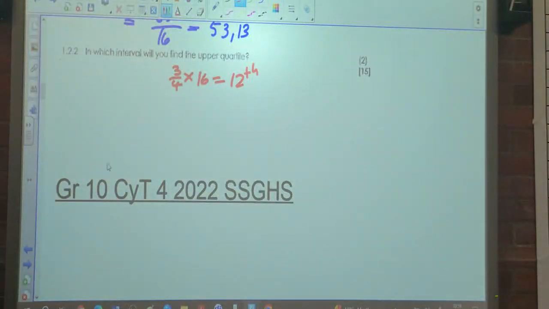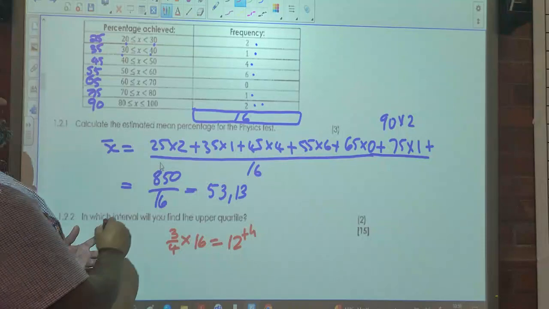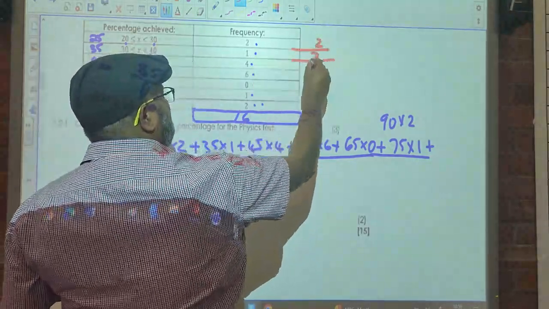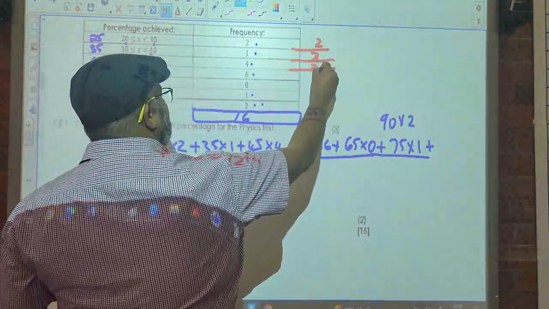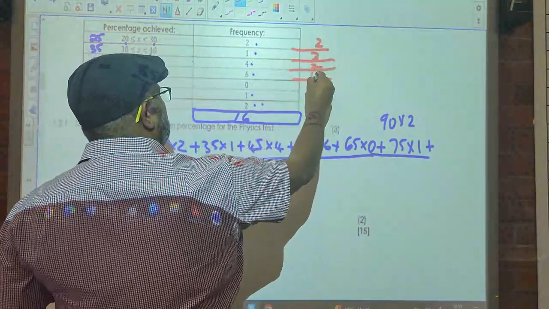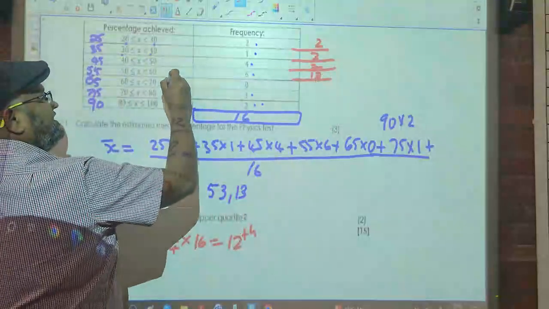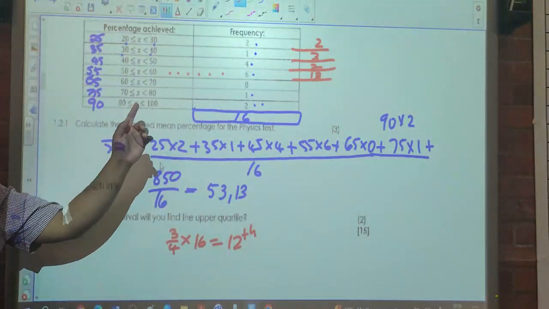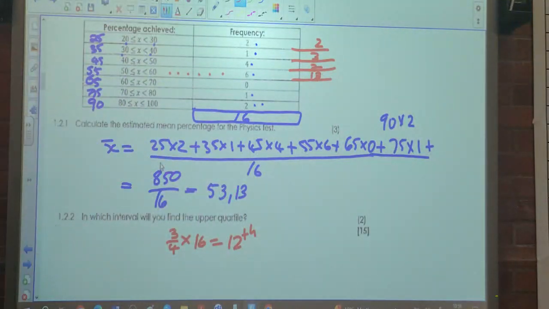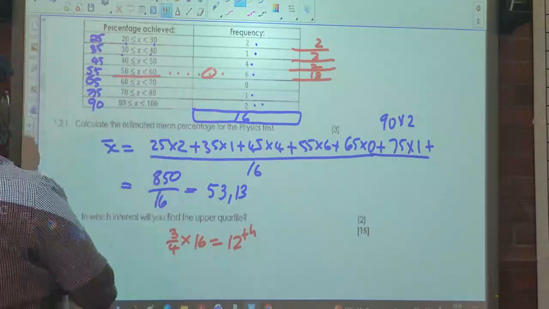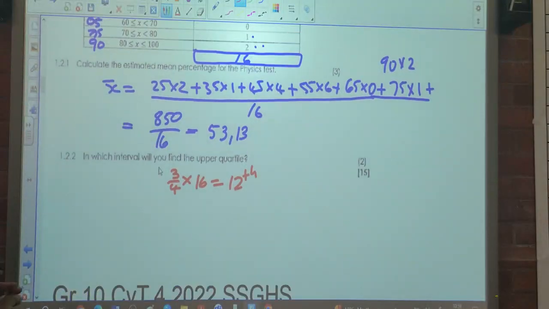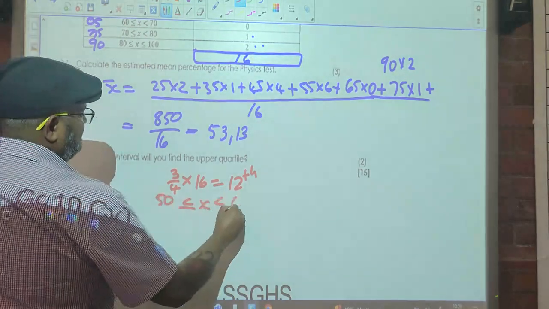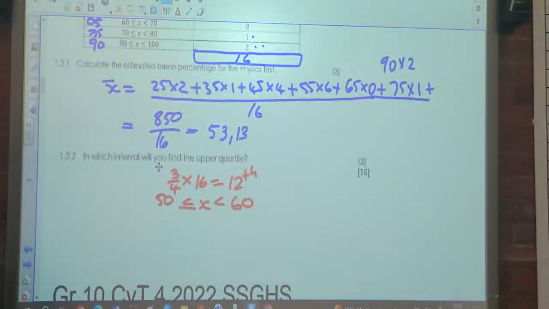Okay. So let's go here. At the end of this class I've considered 2 people. At the end of this class I've considered 3. At the end of this class 7. At the end of this class 13. So that means the 8th, 9th, 10th, 11th, 12th and the 13th person is in that category. But we're looking for 12. So the 12th person is in this category, of course. So x has to be greater than or equal to 50 but less than 60.